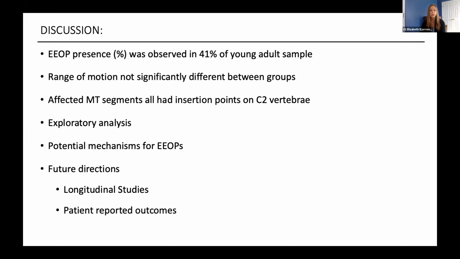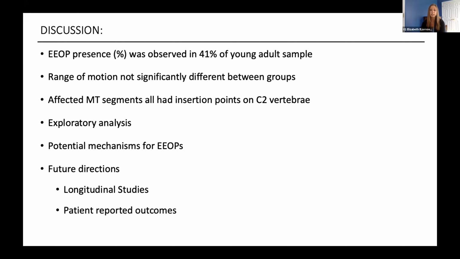We also looked at the affected musculotendon segments, and all of those had insertion points on the C2 vertebra. Again, the multifidus muscle, 4 out of its 6 segments were significant, and it makes sense. It's a muscle that prevents forward neck motion, and it's a stabilizer muscle. But again, this is exploratory research.